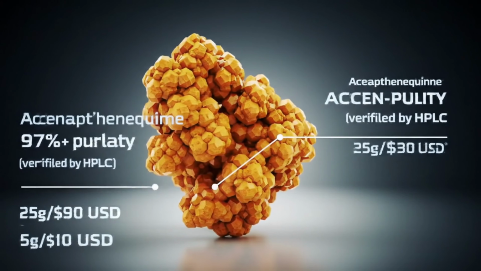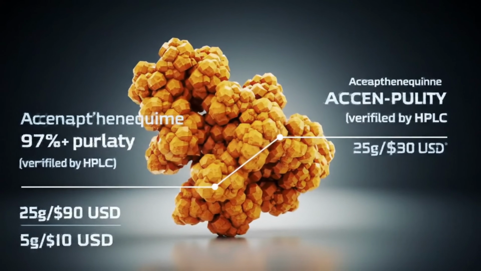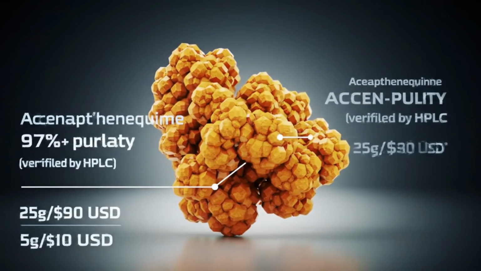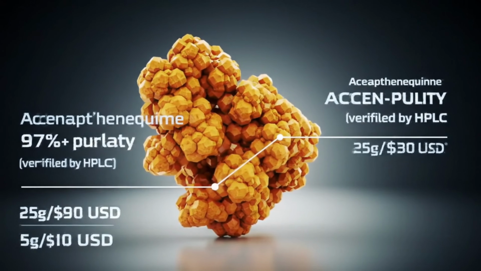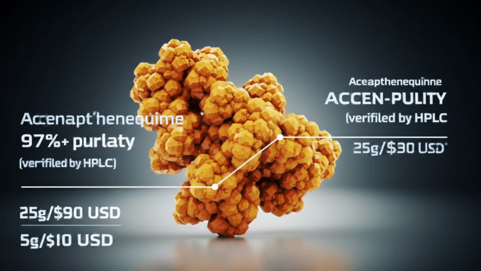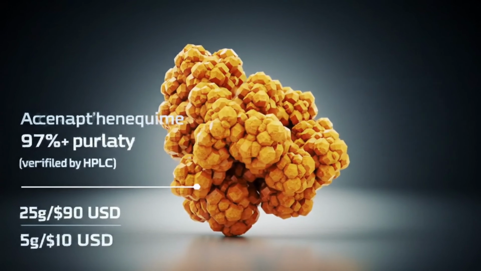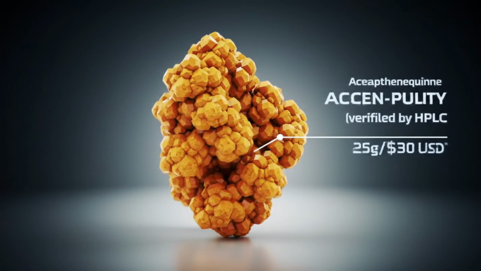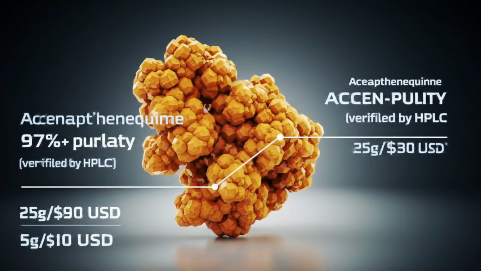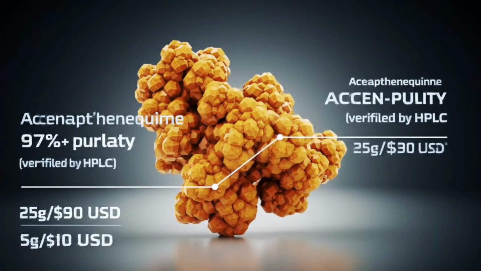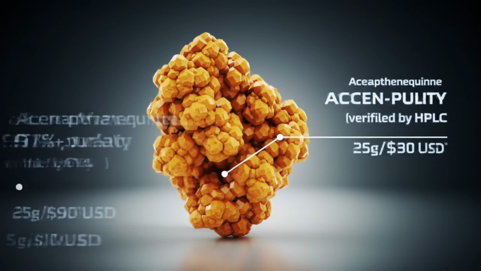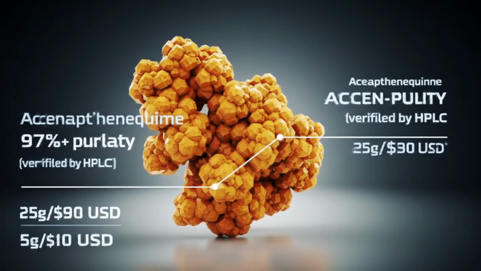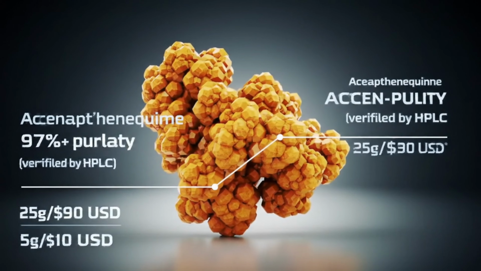The sample we're looking at today has a purity of over 97%, as determined by HPLC, which stands for High Performance Liquid Chromatography, a fancy way of saying it's really pure. You can buy it in different quantities. For example, 25 grams costs about $90 USD, or you can get 5 grams for $30 USD. Not too pricey for a lab chemical, but definitely something you'd use carefully.